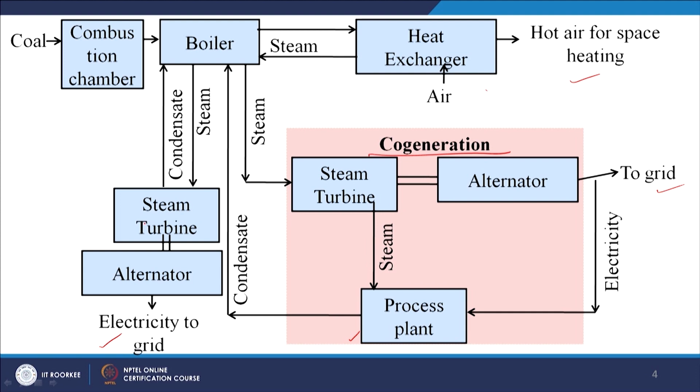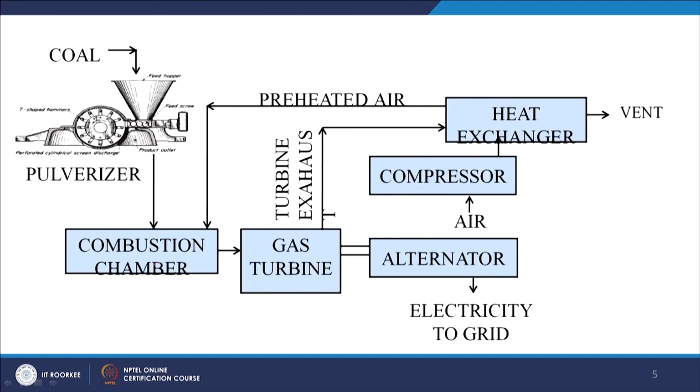Now, this steam turbine can also be replaced by a gas turbine. Here coal after combustion can go to a gas turbine, and the exhaust of the gas turbine can go to a heat exchanger, where it can increase the temperature of air, which can be used as preheated air, and then it goes to the vent. When the turbine runs, it is connected with a generator and produces electricity. So, a number of possibilities are there that we can use for the production of electricity or other types of energy for its application.